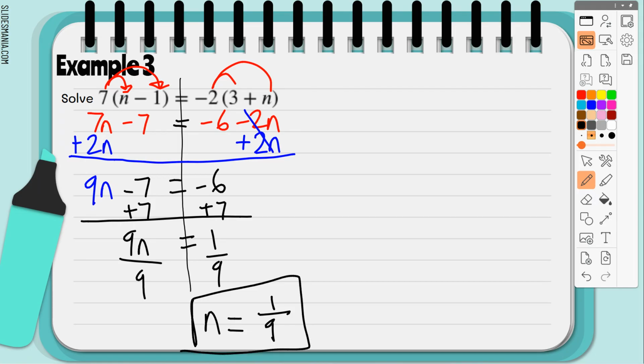So again, I multiplied into the parentheses. I checked for like terms, which wasn't the case. There wasn't something I could do here. I moved my variable from one side to the other, and then from that point, it's a two-step. So we undo our addition and subtraction, we undo our multiplication, we get our final answer.